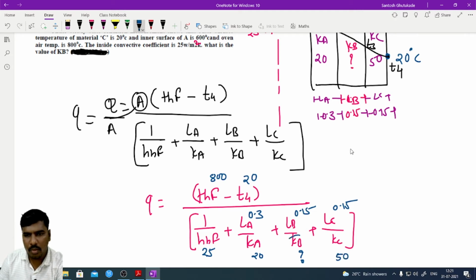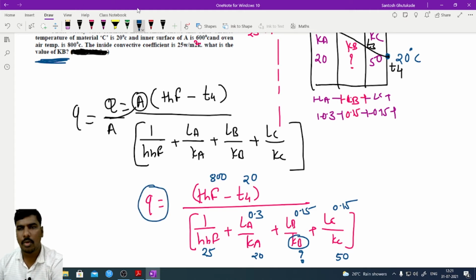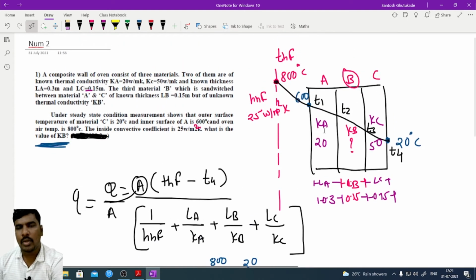So we don't know the value of Kb. Here we have to find out Kb because it is asked in the problem. So what is the value of Kb? But for that we require this Q value. This Q value is not given in the problem. So how to calculate this Q?